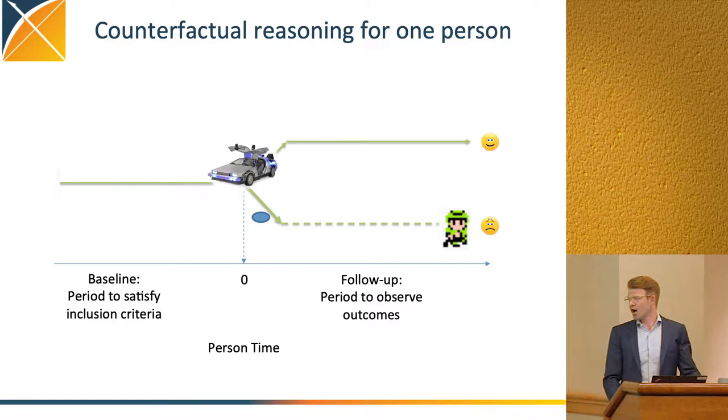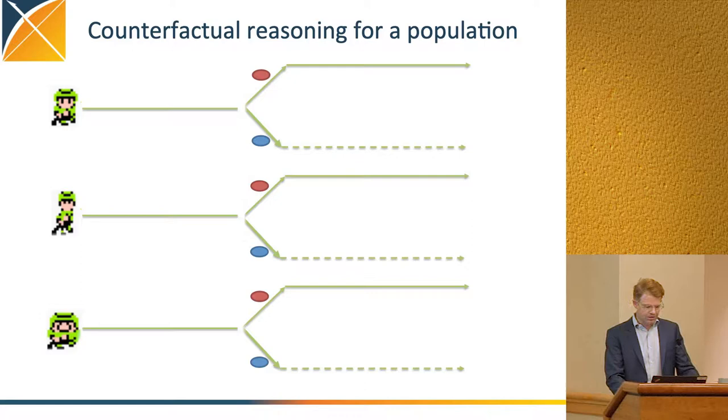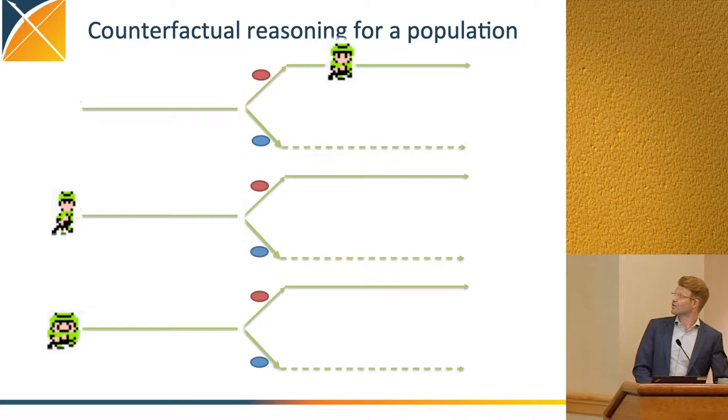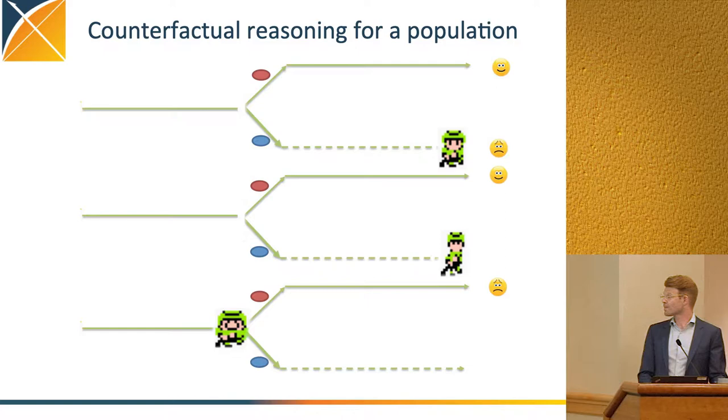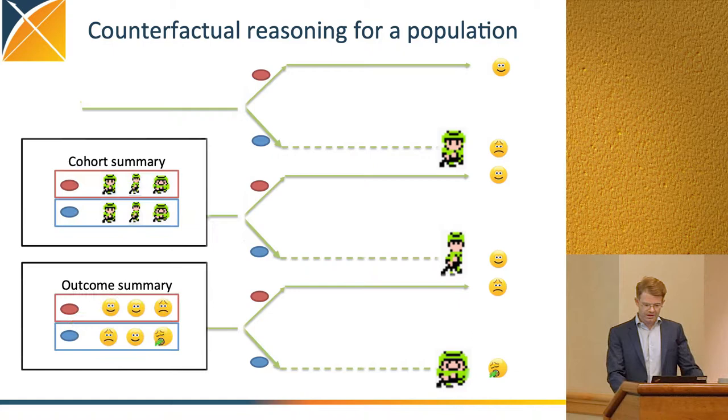You can think of counterfactual reasoning in a population. So rather than just a single person, you can move all these guys along. And the first person goes and gets sick, and this person is happy, sad. They go back and do it all again. And what happens is this would give you a summary data set.